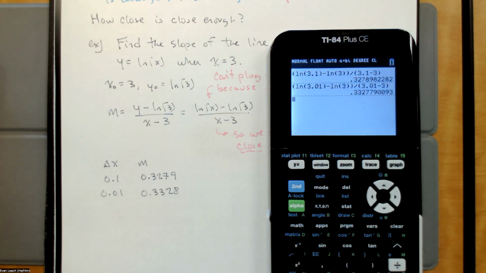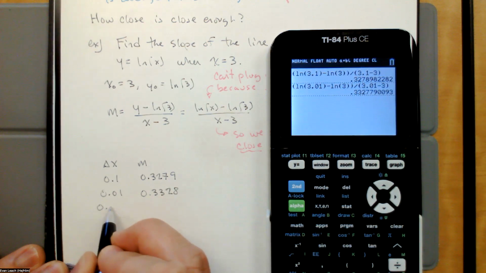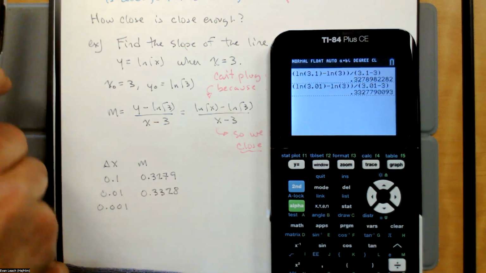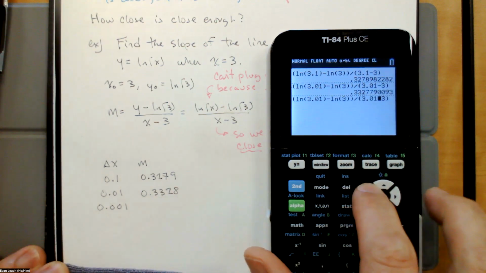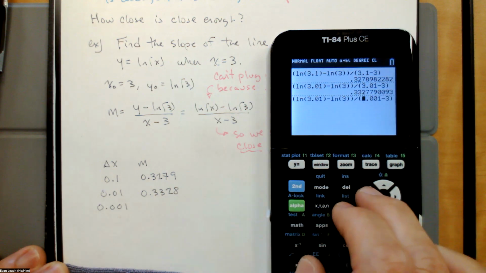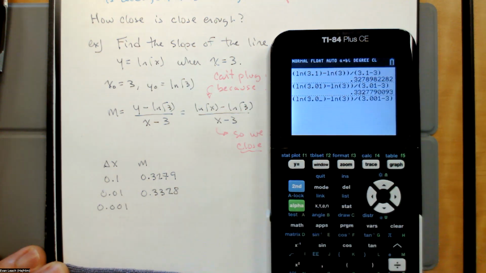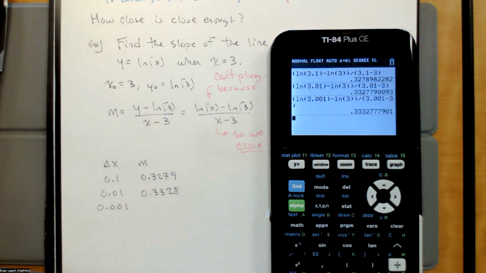So this is presumably a better approximation because now instead of 1/10 away, I'm 1/100th away. What am I going to do next? Another order of magnitude, just drop in another zero. So go in, insert another zero. 0.3333.